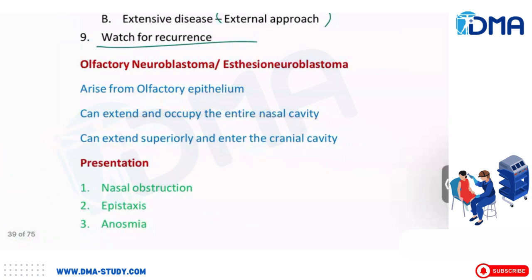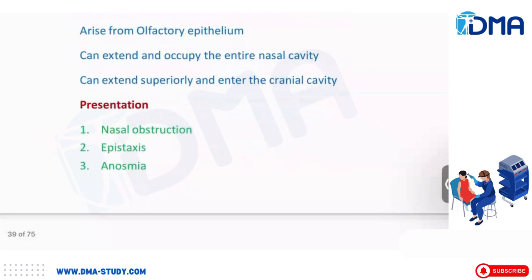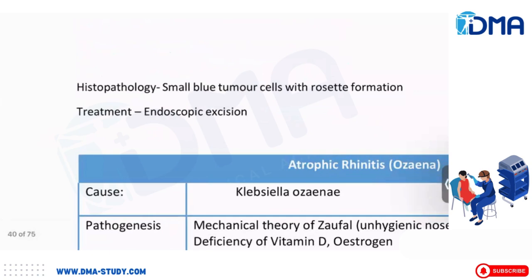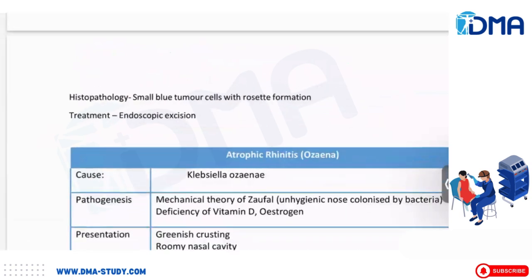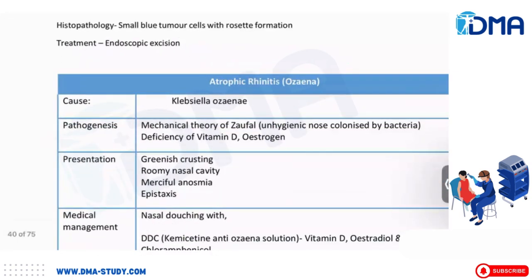So it arises from olfactory epithelium, can extend and occupy the entire nasal cavity, can extend superiorly and enter the cranial cavity. Presentation is nasal obstruction, epistaxis, anosmia. Very easy. Histopathology: small blue tumor cells with rosette formation. Treatment is endoscopic excision. So if you get a tumor at the olfactory area, you should anticipate anosmia mainly. If it goes above into the cranium, or below into the nasal cavity, you should do surgical excision as early as possible. Clear?